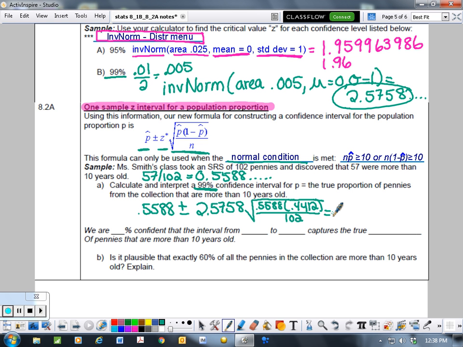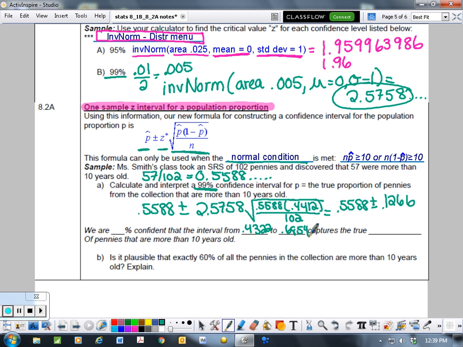Then I'm going to times it by that critical value, 2.5758, which means that this is going to be 0.5588 plus or minus 0.1266. So now I'm going to take the 0.5588 and subtract 0.1266, which gives me a value of 0.4322. And then I'm going to go back and do 0.5588 plus 0.1266, which gives me 0.6854.